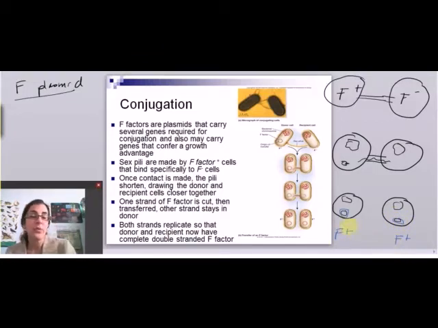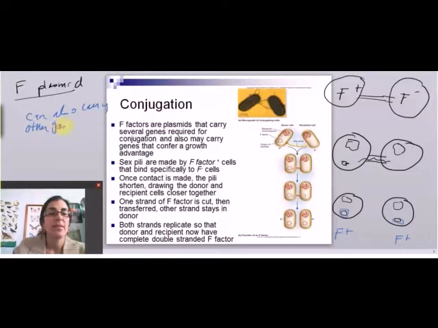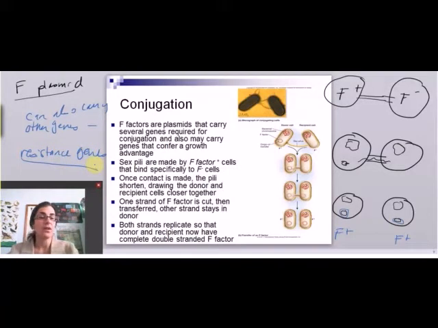It's also important to note that while the F plasmid is important for making this sex pilus structure, the F plasmid can also carry other genes. So for example, the F plasmid can carry resistance genes. So conjugation becomes one of the ways that resistance will spread between bacteria.